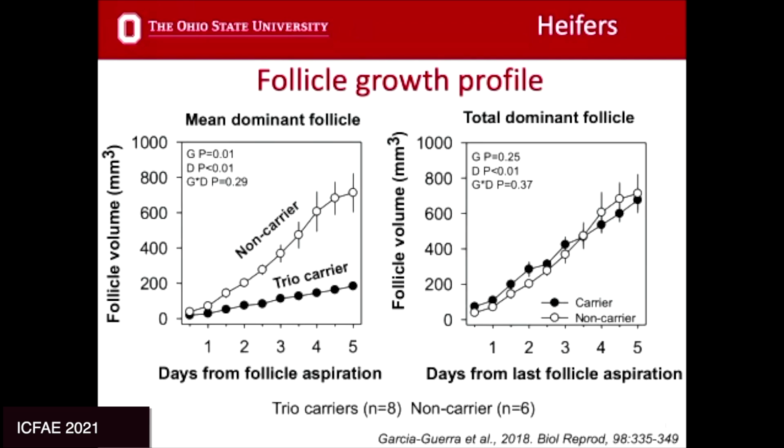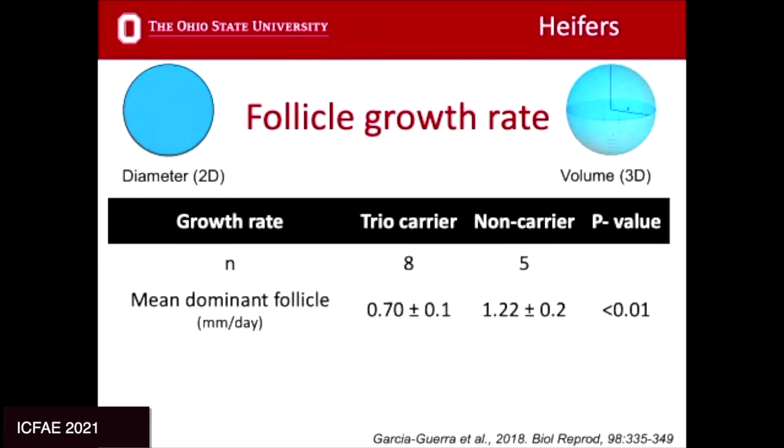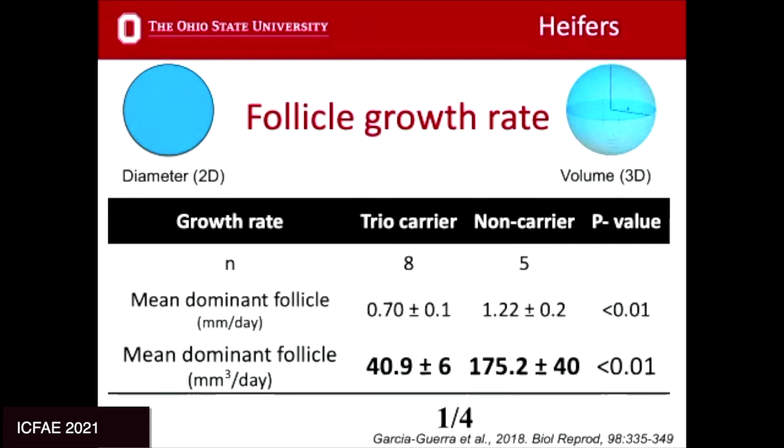So with this in mind, and knowing that actually, despite the follicles being smaller, the time from follicular wave emergence until they actually ovulate was not different, then we decided to look at growth rate. So here you have growth rate based on diameter. So in millimeters per day, you see that trio carriers grow follicles more slowly. And when you express it on a volume basis, we keep coming up with this relationship in which trio carrier follicles actually grow at about 1/4 of the rate of what a single follicle would in our non-carrier control animals.